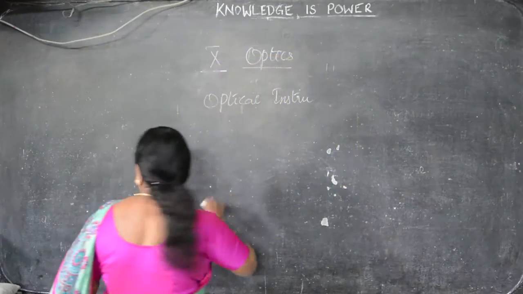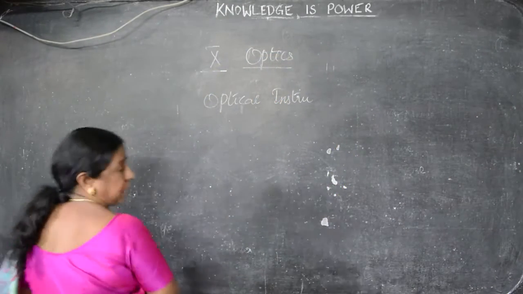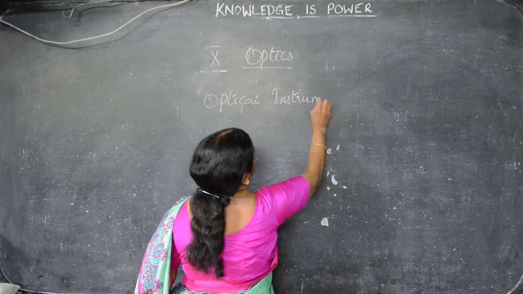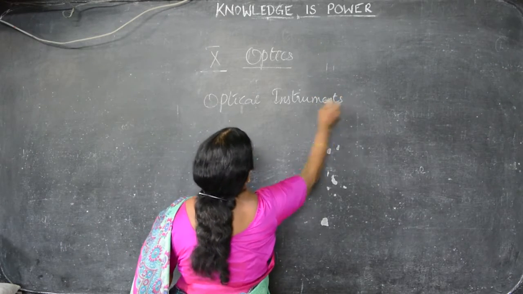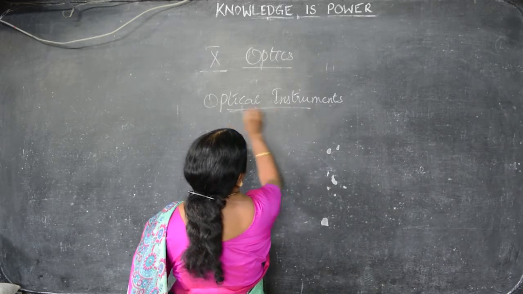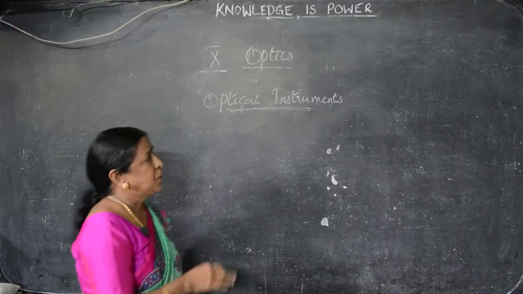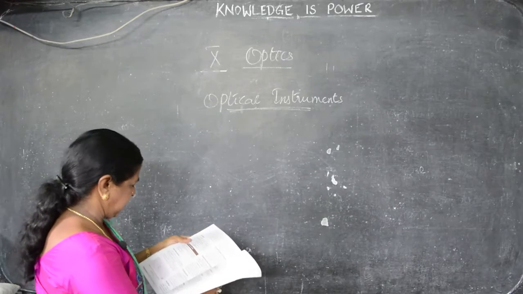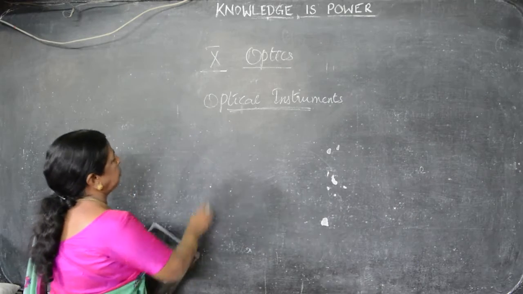Okay, the next lesson we have to say is optical instruments. Optical instrument, let me continue. So, optical instrument means what? That is the instrument which is based on light. What are the optical instruments we have to see now? Microscope.